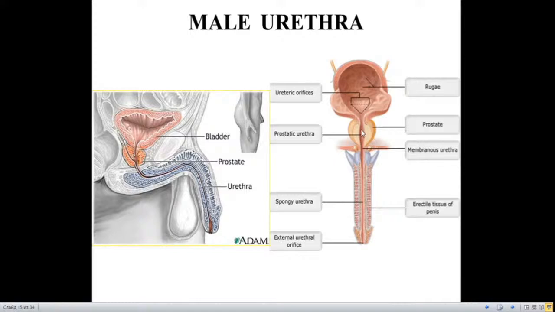So after that, the male urethra passes through the perineal membrane or urogenital diaphragm, so it is known as the membranous urethra, or sometimes named the intermediate urethra. And after that, the longest part of the urethra goes through the spongy body of the penis, so it is known as the spongy urethra or penile urethra, which opens at the glans penis by the external urethral orifice. It is the narrowest place of the urethra.